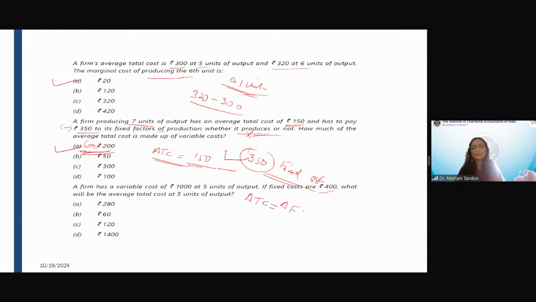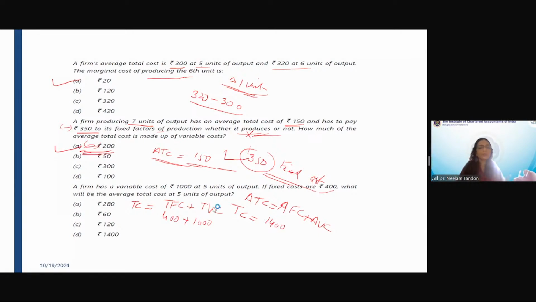Average fixed cost plus average variable cost. So average fixed cost is how much? Sorry, total fixed cost. Total cost is how much? Total fixed cost plus total variable cost. Total fixed cost is how much? 400. And total variable cost is how much? 1000. So the total cost is equal to 1400.